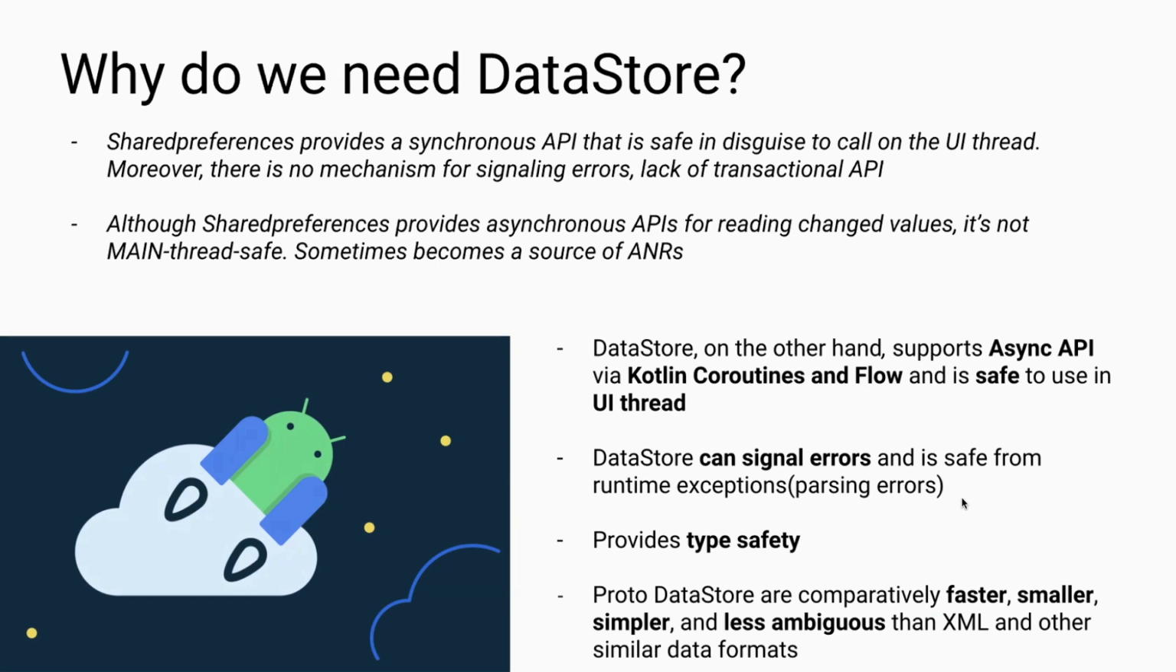It can signal errors and is safe from runtime exceptions. So all those parsing errors that we get while reading preferences, while transforming the saved data into some POJOs or something like that, it has a proper signaling mechanism where it will notify the consumer about all the errors. As I told earlier, it is type safe. The protos are type safe. And also it's faster, smaller, simpler, and less ambiguous than XML and other similar data formats.